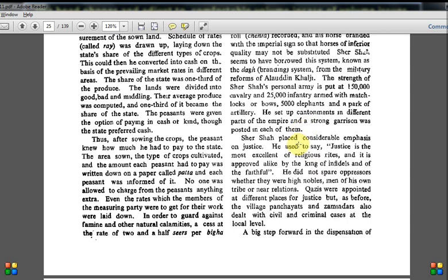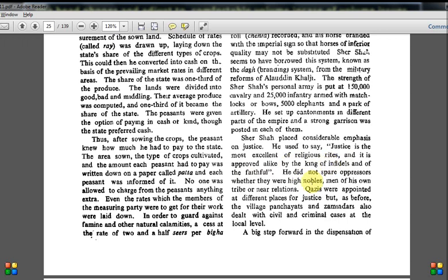Sher Shah placed considerable emphasis on justice. He used to say, justice is the most excellent of religious rights, and it is approved alike by the king of infidels and of the faithful. So, infidels means people who don't believe in God, who don't have any faith. So for infidels and faithful alike, if they don't administer justice properly, then it is not good for a kingdom. So justice is the most important thing.